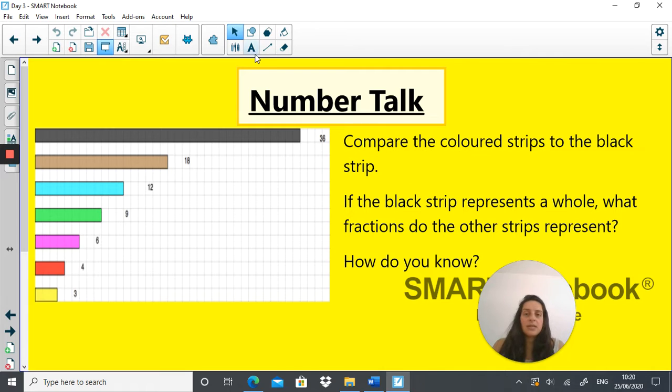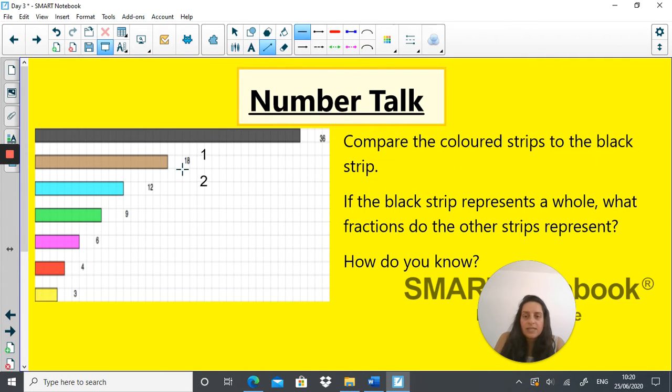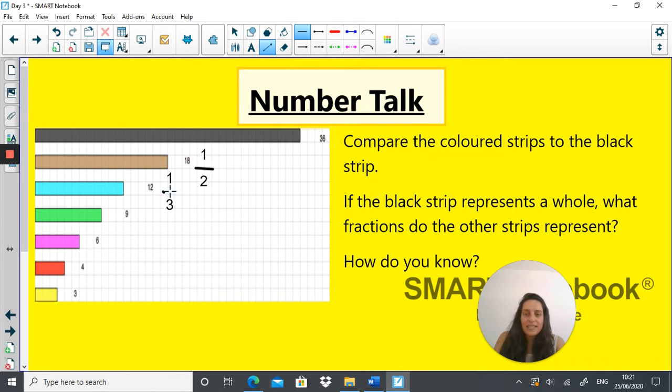So this strip here, the first one, it's really big, represents half. This strip here represents 1/3. This one here represents 1/4. What about this one over here? What does that represent? This one here represents 1/6. This one here represents 1/9. And this one here represents 1/12.